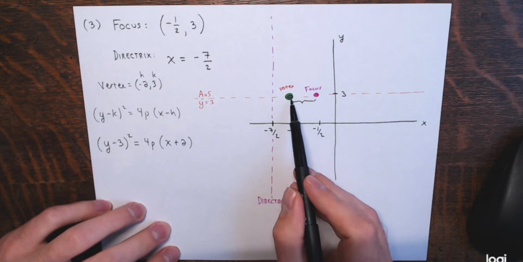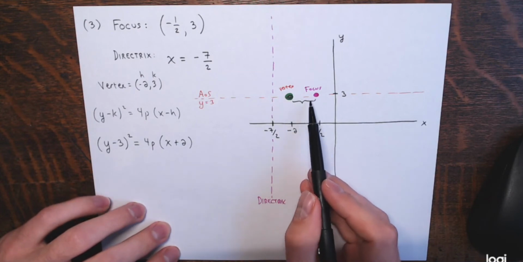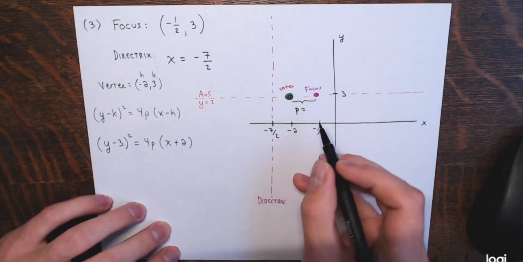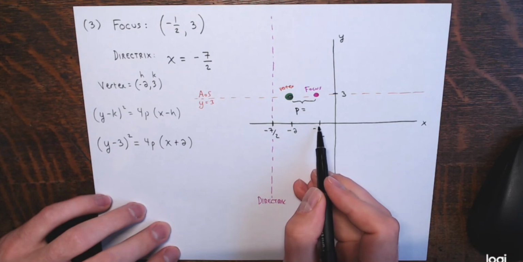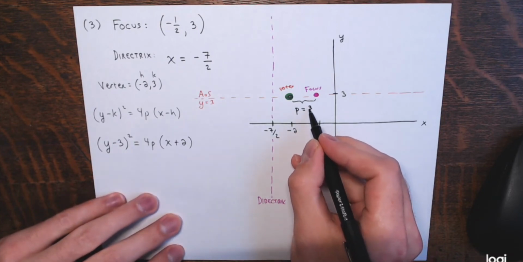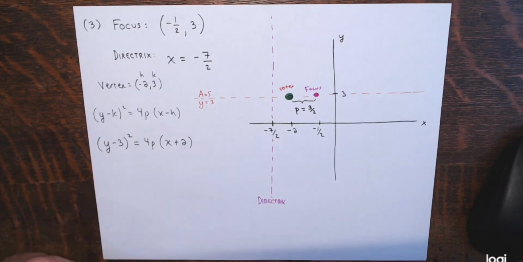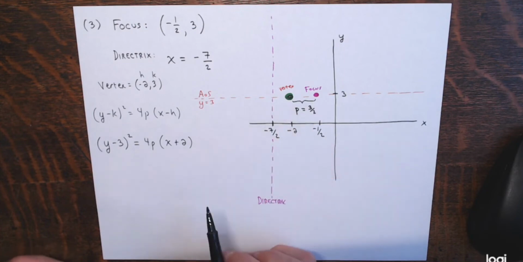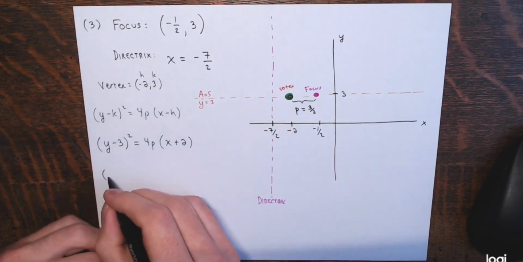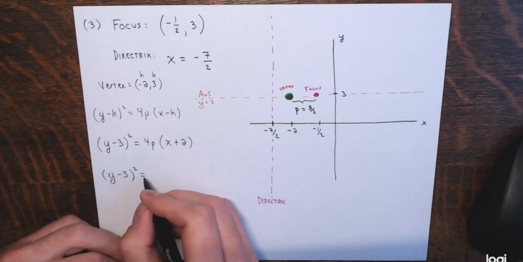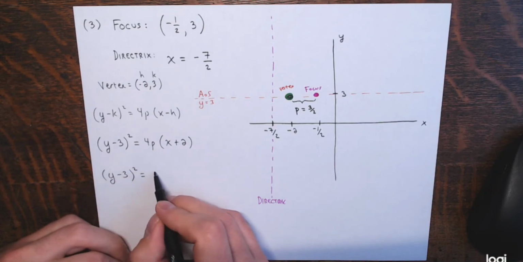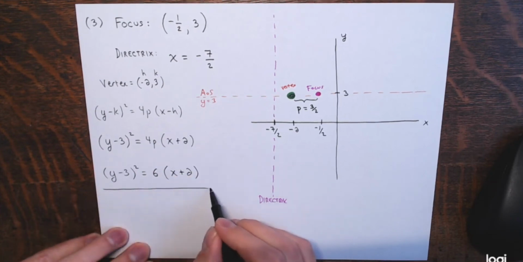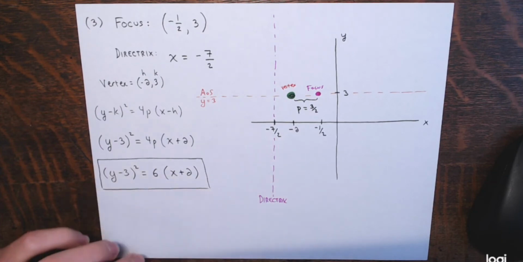And again, you just think about, how do I get from the vertex to the focus? That's moving to the right. That's a positive change horizontally. So the value of p is going to be positive. And what's the distance from negative 2 to negative half? Well, that's positive 3 halves, right? I went to the right 3 halves, from negative 4 halves to negative 1 half. So I pop that in. Got y minus 3 squared equals now 4 times 3 halves would be 6 times the quantity x plus 2. And this is the equation of the parabola being described to us in standard form.